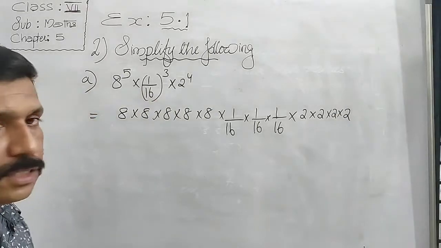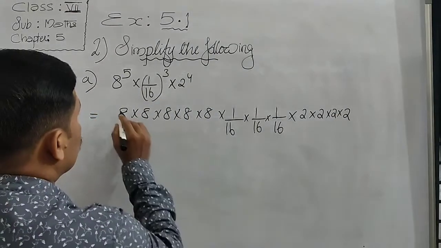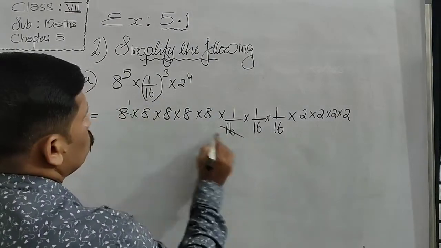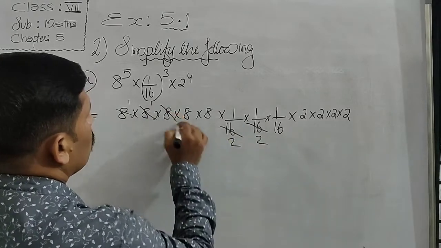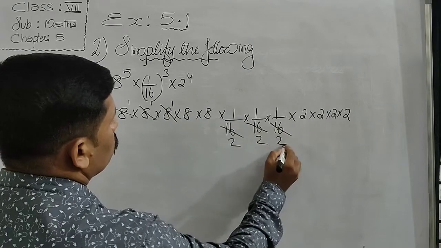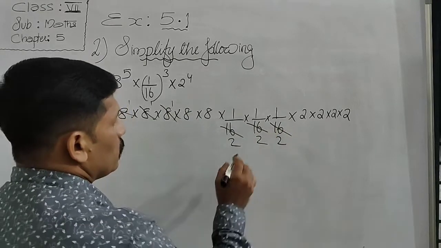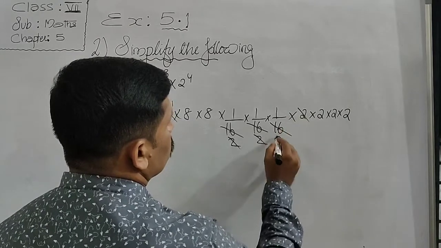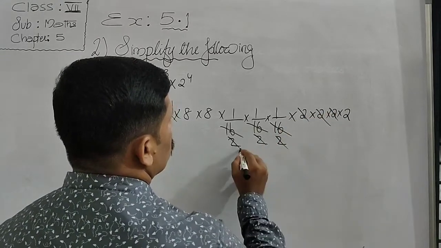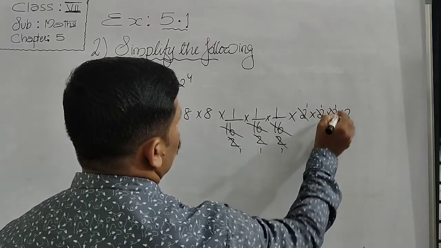If any number is there to cut, we can cut it. 8 and 16 we can cut: 8 ones are 8, 8 twos are 16. Here also 1 and 2, and here also 1 and 2. And these 2s we can cut. Otherwise this 2 and 8 we can cut. This 3 and 2 we will cut. So 1, 1, 1 and here also 1, 1, 1.